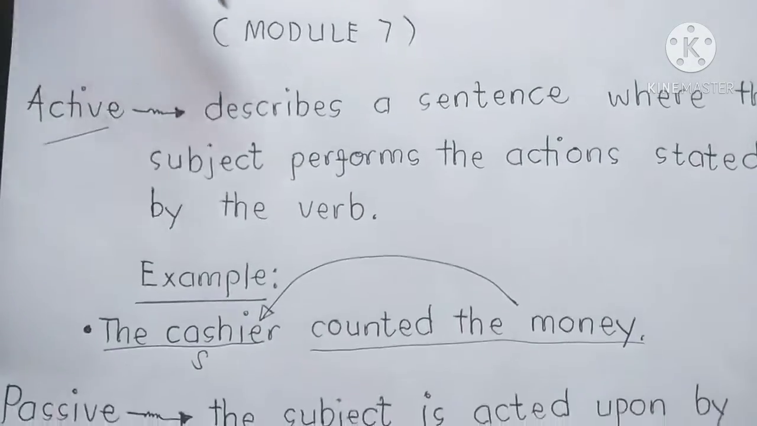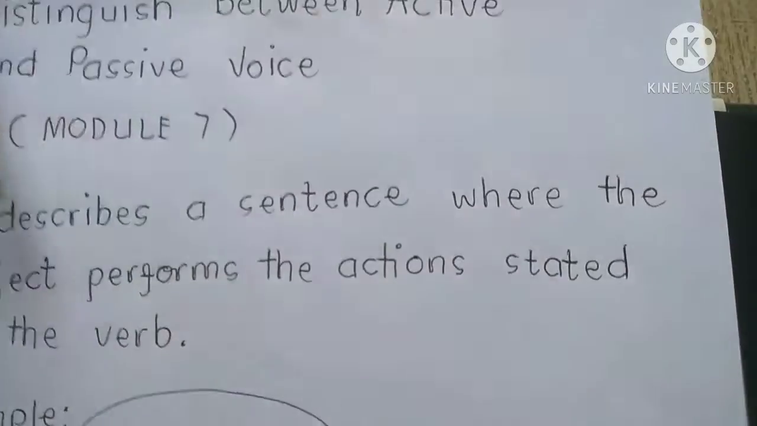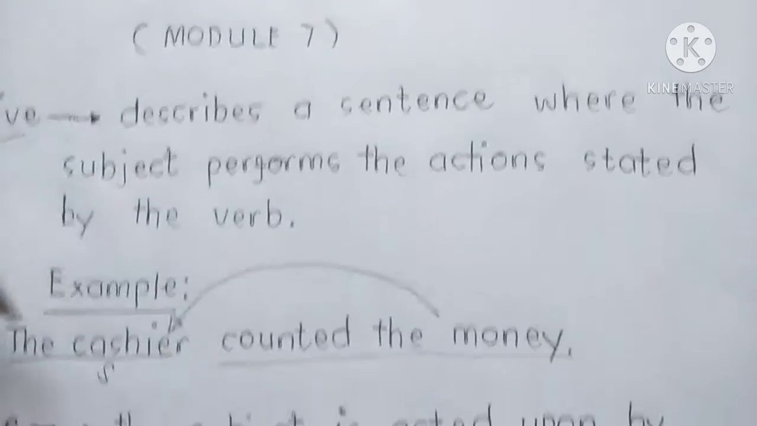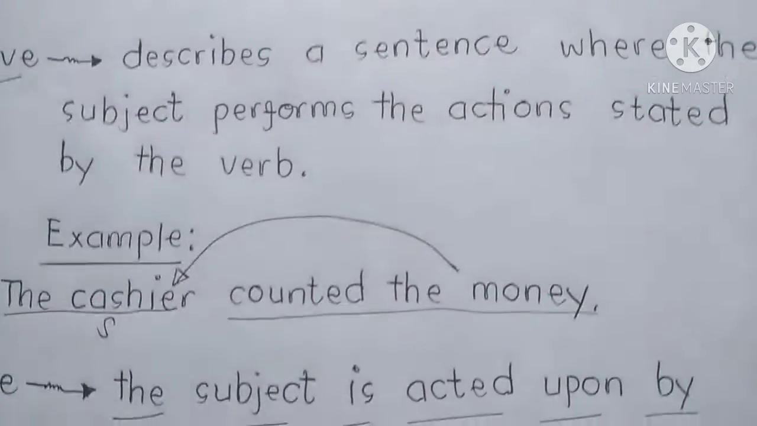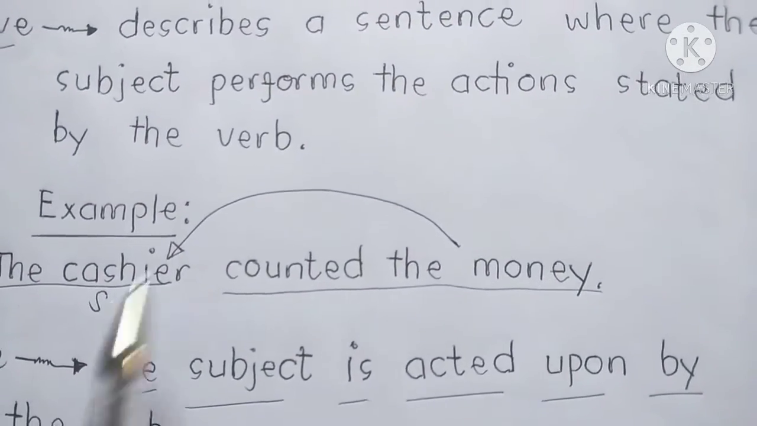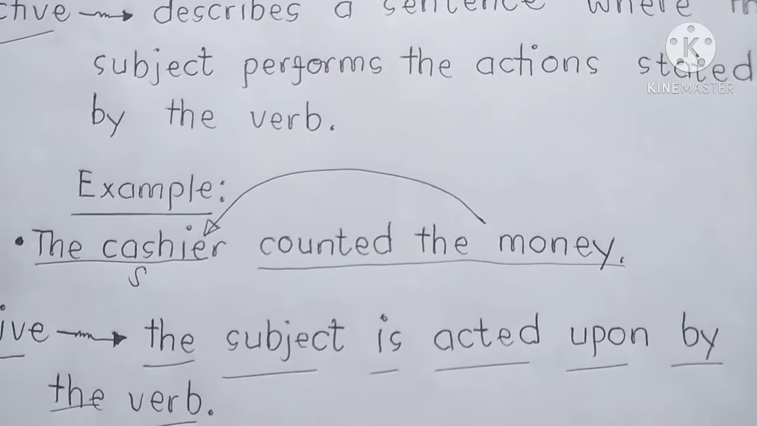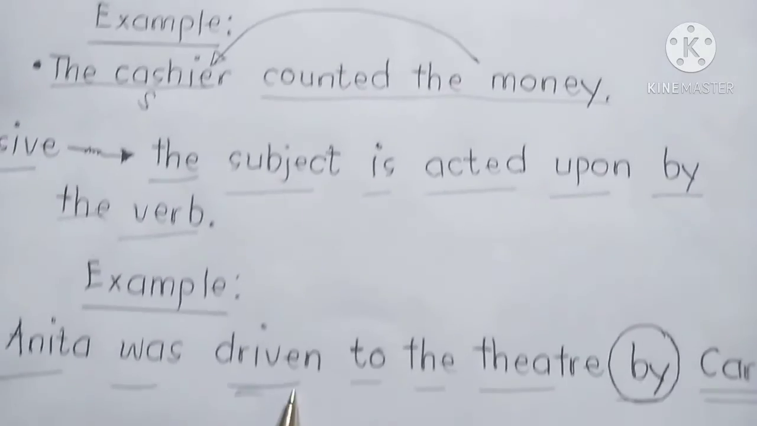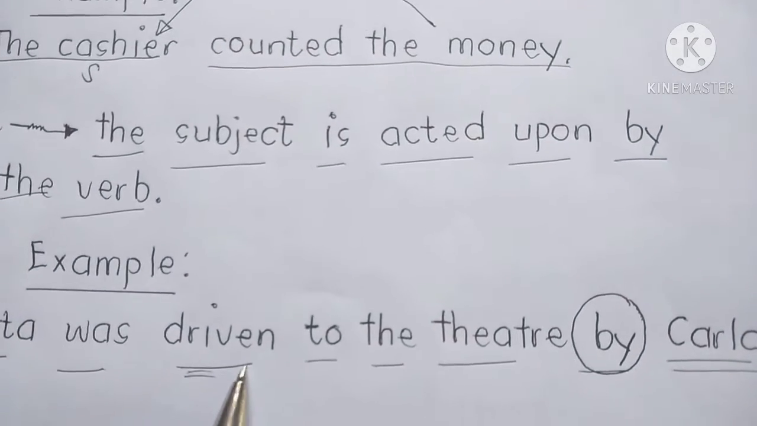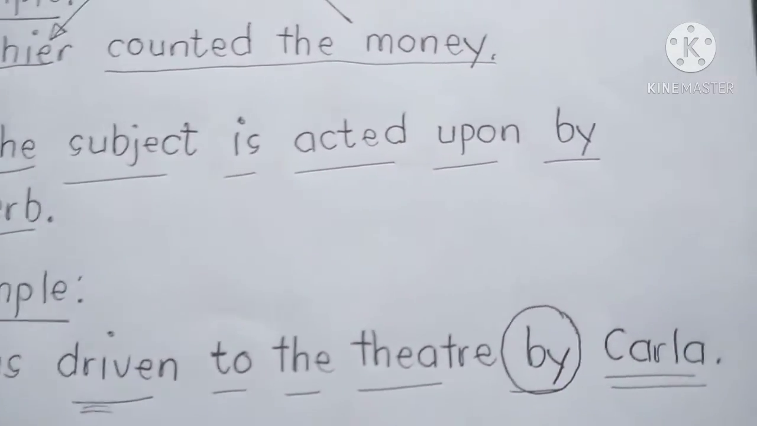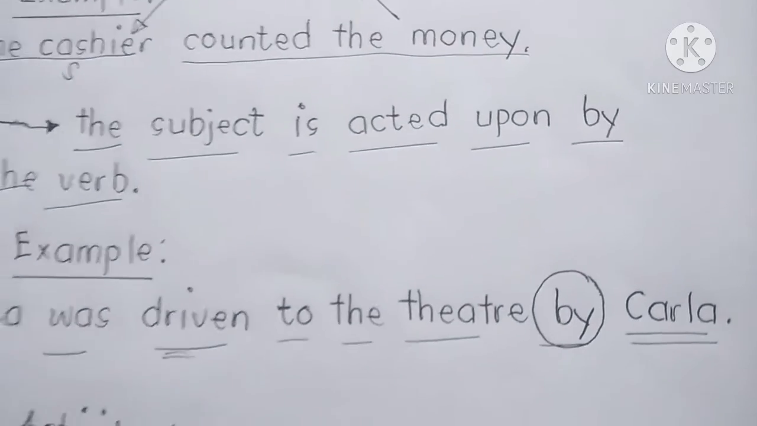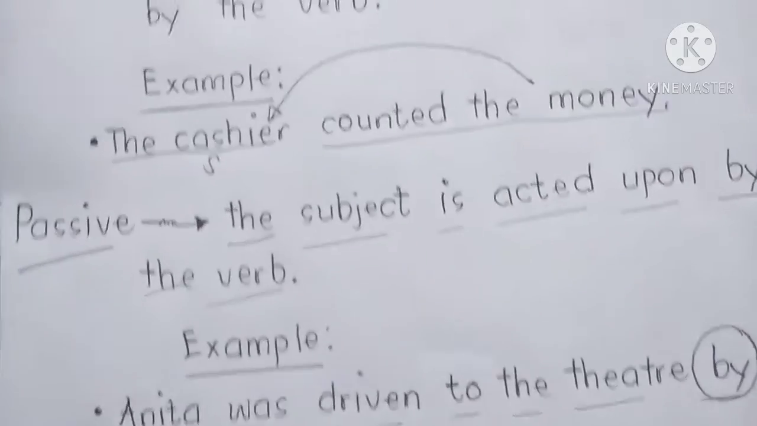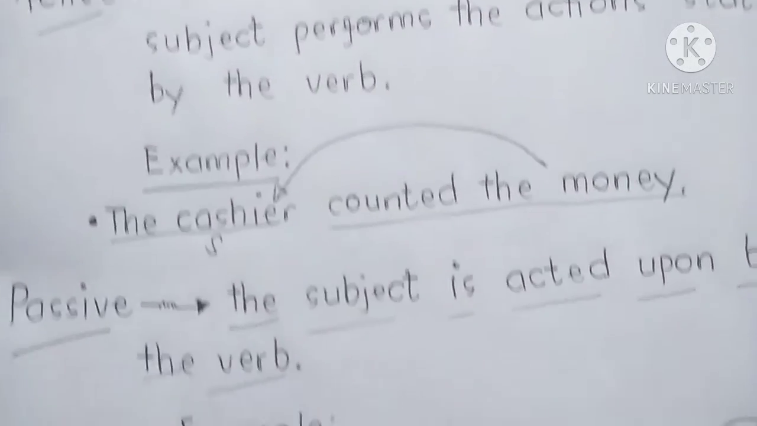Active means describing a sentence where the subject performed the actions stated by the verb, just like our example, the cashier counted the money. If you're going to ask the question, who counted the money? It was the cashier. Passive means it's acted upon by the verb. Just like Anita, it was driven. Okay, driven is a verb, to the theater by, it was Carla. Okay, that is how you're going to distinguish, my dear viewers or students, between active and passive voice.